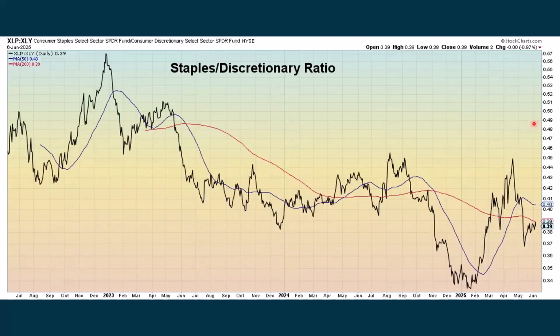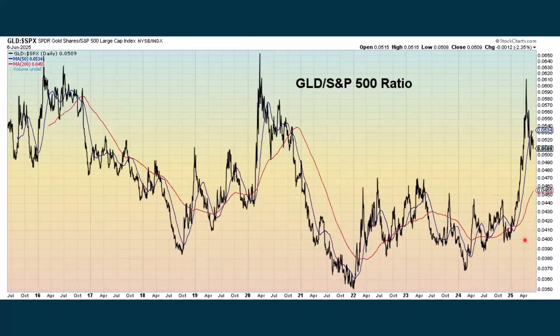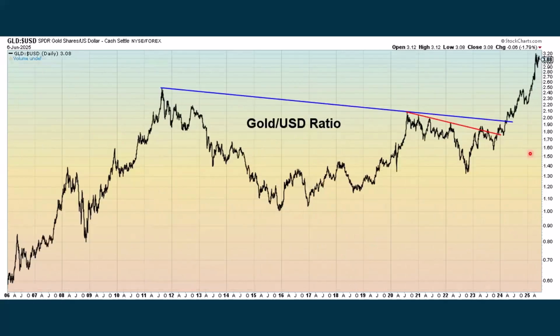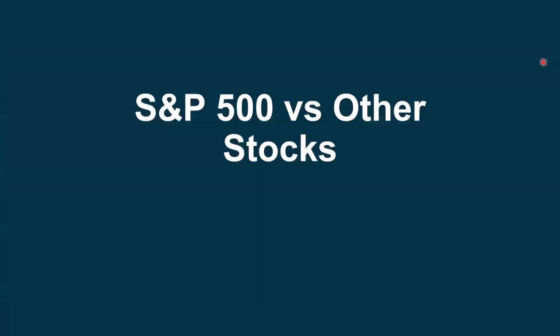Then looking at that same thing but inverted, showing how staples were starting to outperform going back to the beginning of 2025. Now they've been pulling back. Gold to the S&P. Gold was really outperforming, especially as the S&P was going down. Now we're starting to see this ratio decline. And then gold to the dollar. Gold has been holding up. The dollar's still under pressure. Not really seeing a big change in the ratio, at least lately.